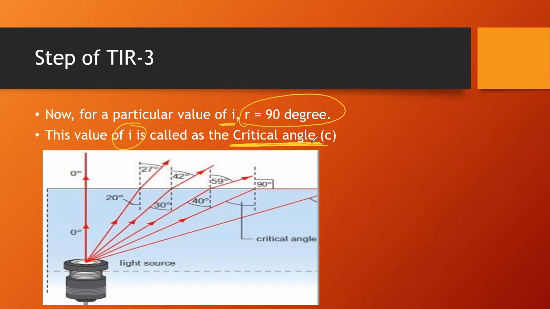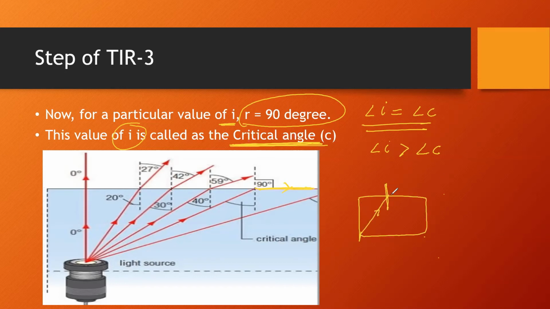Okay, now what after this? Once your angle of incidence becomes equal to the critical angle, the refracted ray is grazing the surface. So if this is your block, this is my angle of incidence, and this is the way the refracted ray is going. That means it is grazing the surface. Sometimes it is also called grazing refraction.